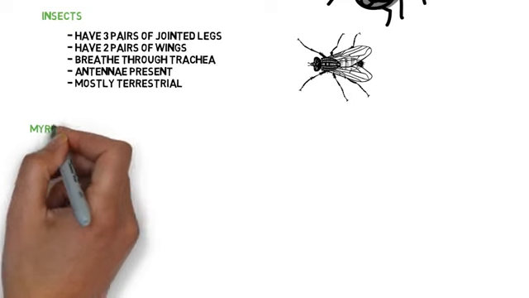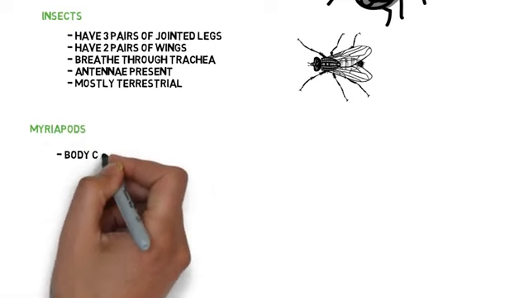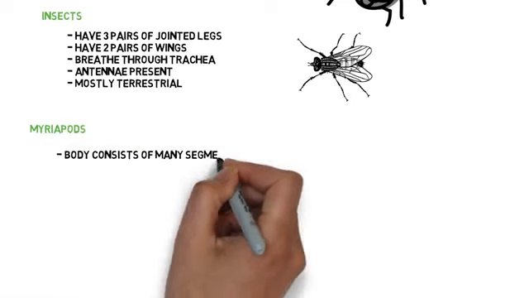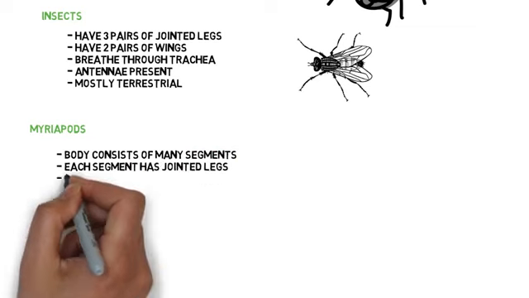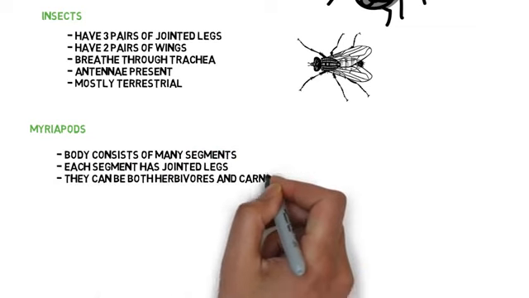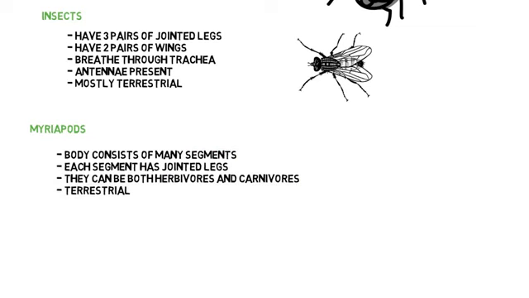Myriapods have bodies consisting of many segments. Each segment has jointed legs. They can be both herbivores and carnivores. They are terrestrial. Examples of myriapoda are centipede and millipede.